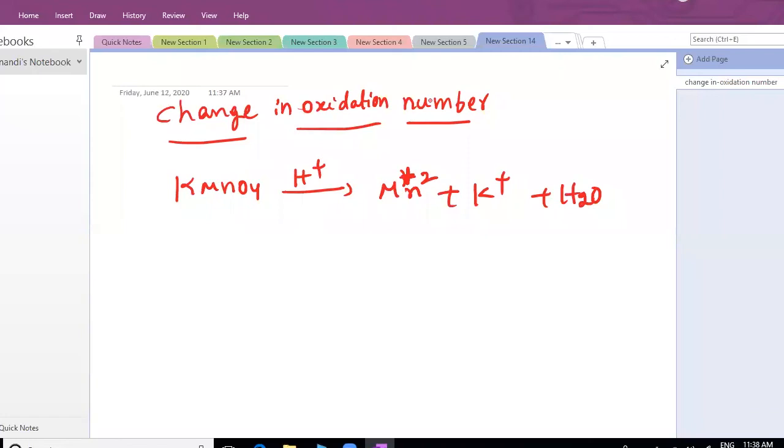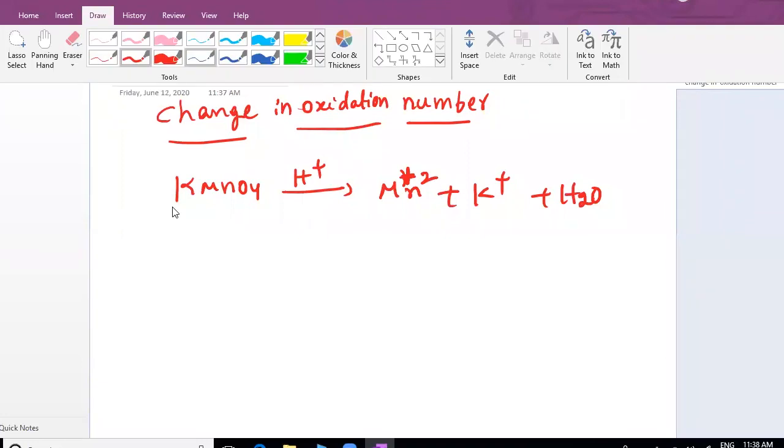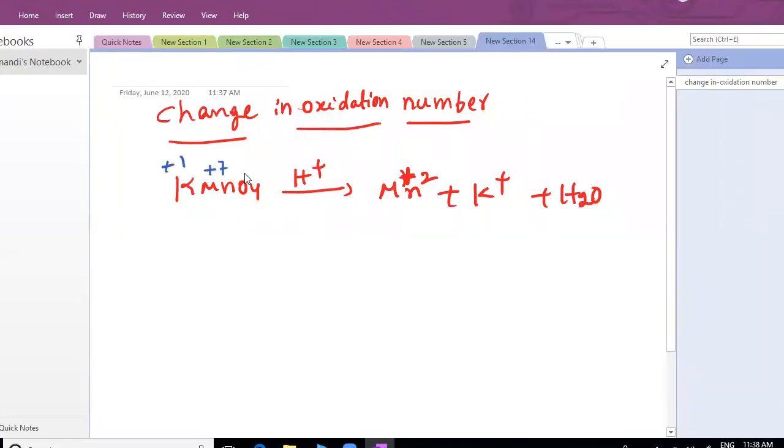Can you identify the oxidation number of each element in this case? Potassium is always +1. Mn is +7, we discussed in the previous slide. Oxygen is -2. Mn here they have already given +2, you don't have to solve. Potassium also they have given +1, and oxygen is always -2.